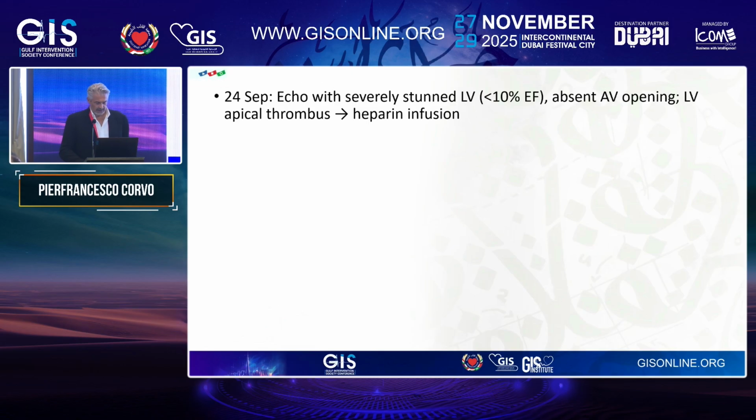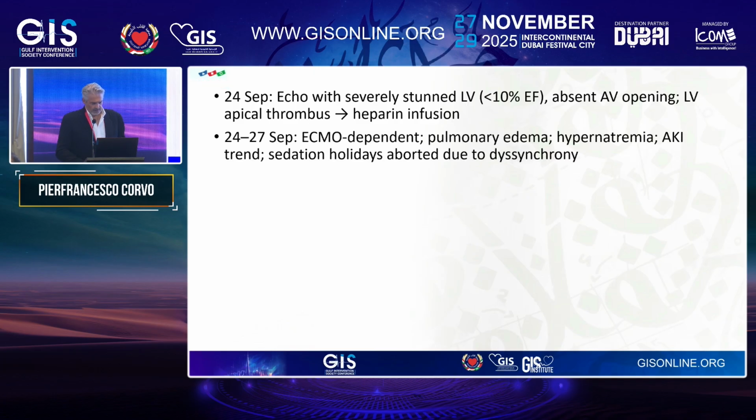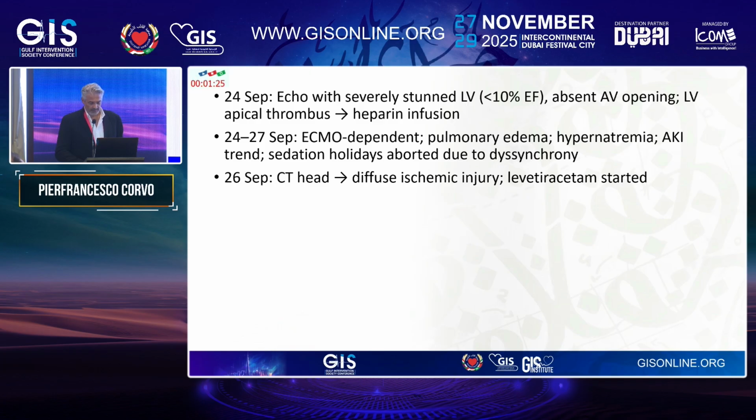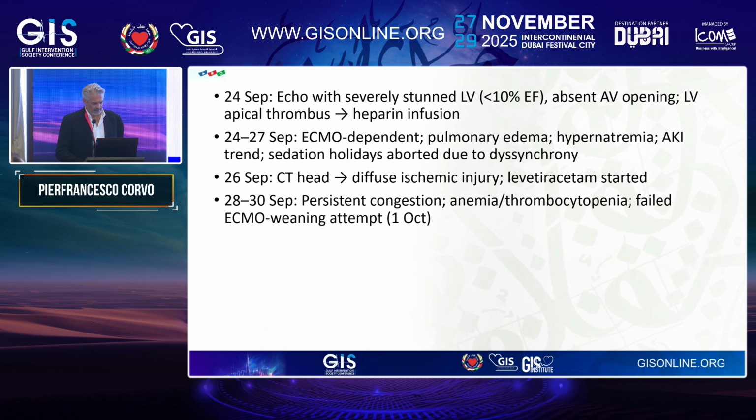The echo after 2 days showed a severely stunned left ventricle, less than 10%, where before it was almost 40%. There was no aortic valve movement. There was a left ventricular apical thrombus, even though heparin was started early and there was heparin infusion. He developed many episodes of pulmonary edema. There was hypernatremia, tachycardia, and the sedation was maintained. The CT of the brain showed diffuse ischemic injury, and the proper treatment was started.